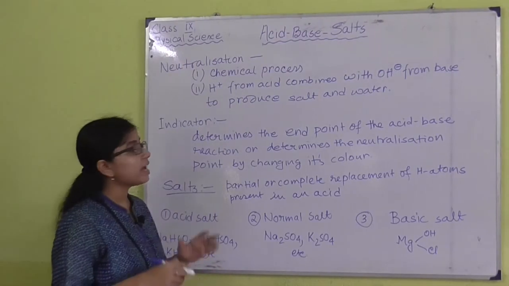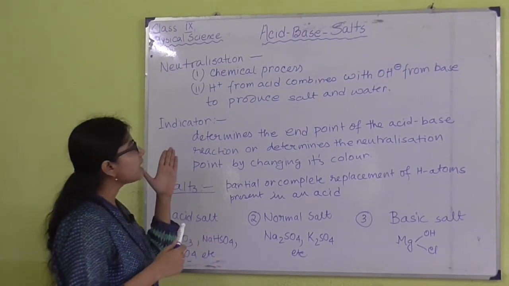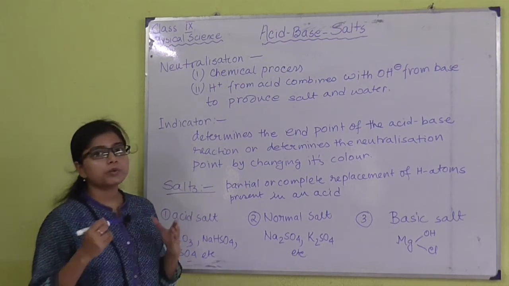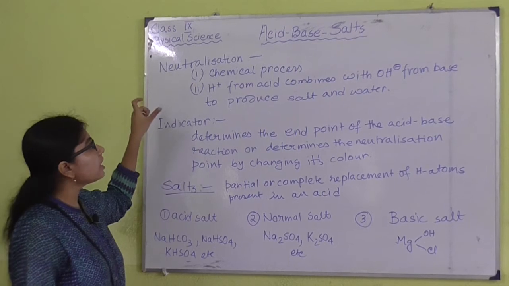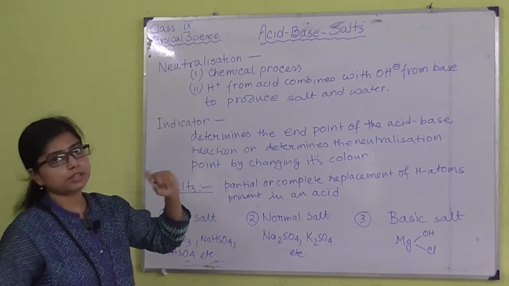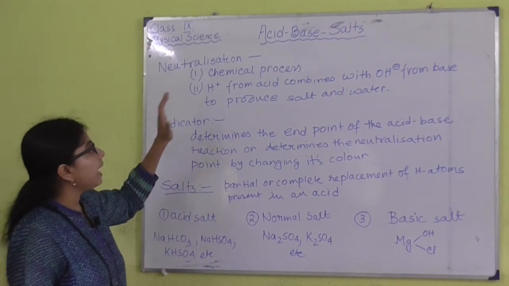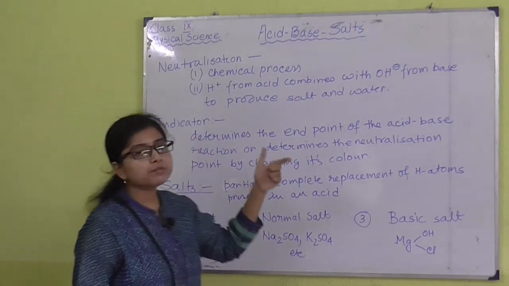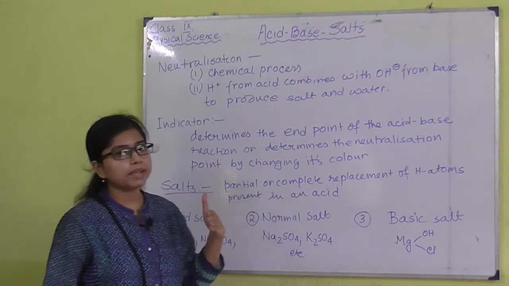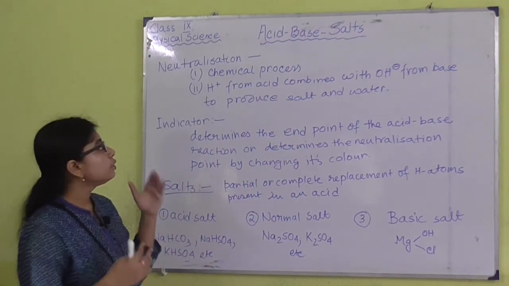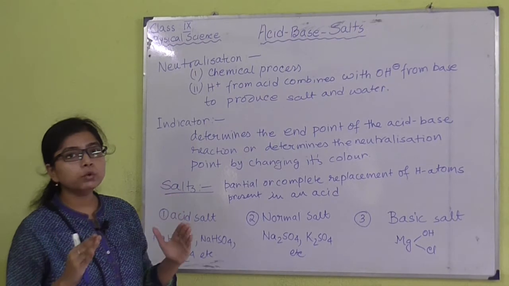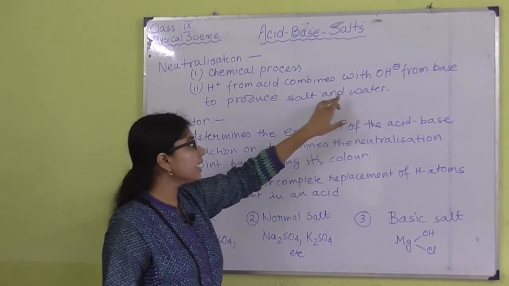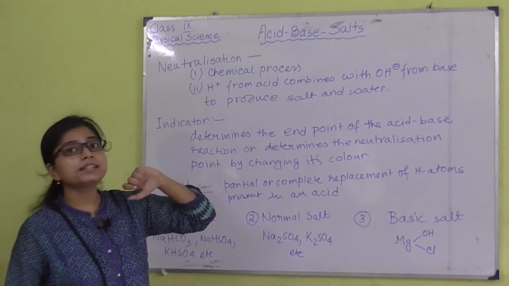Okay, now the last portion of this chapter: neutralization, indicator and salt. Neutralization is a chemical process where H plus coming from an acid and OH minus coming from a base together combine to form completely new materials, that is a new salt and water. Okay, and the whole process is known as neutralization.